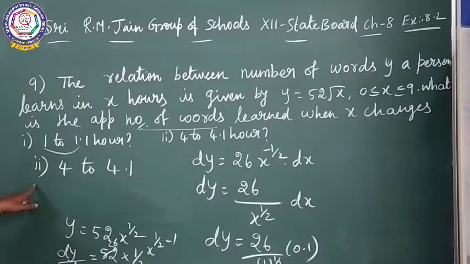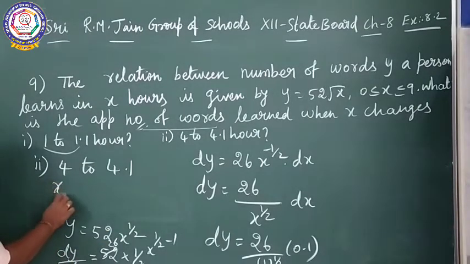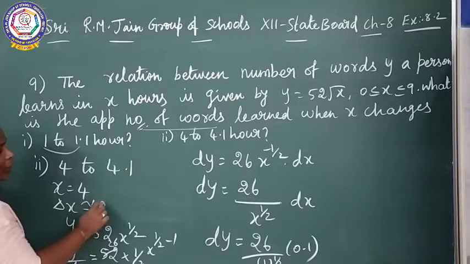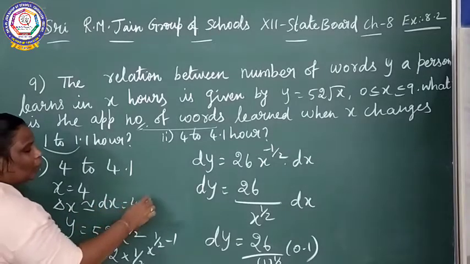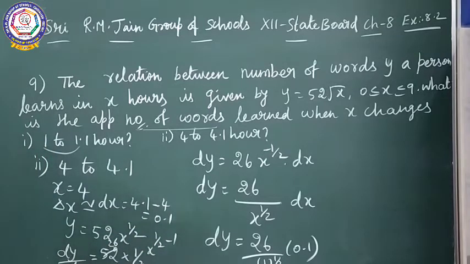Yeah, the second subdivision, 4 to 4.1. Here you can take it as x equal to 4 and delta x, which is approximately dx, equal to 4.1 minus 4. It gives 0.1.